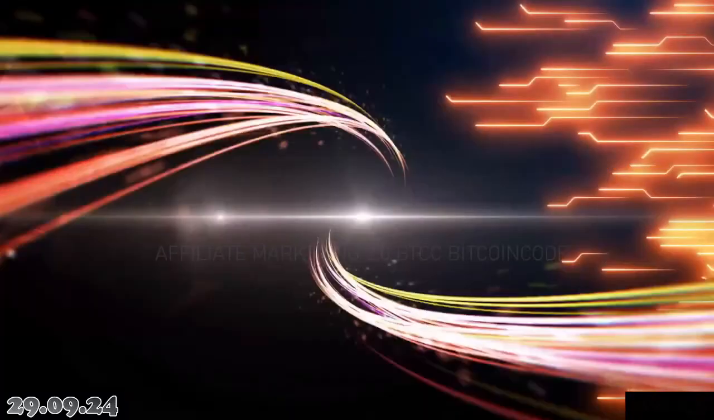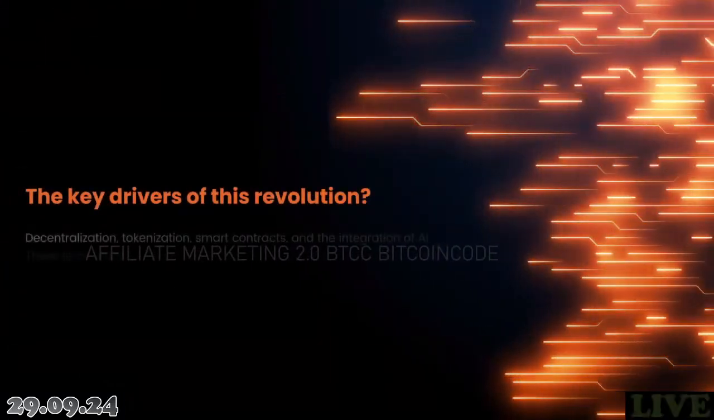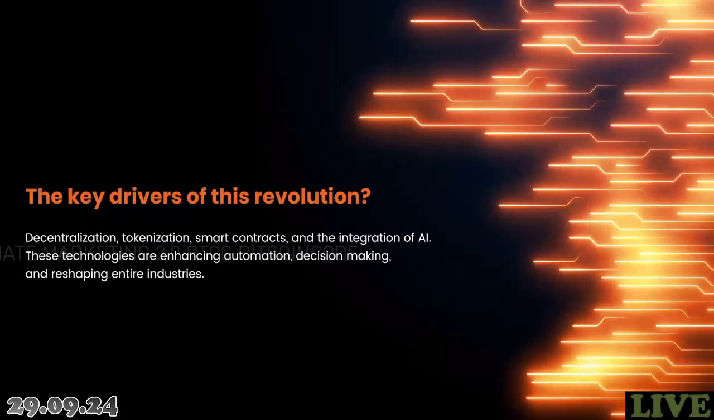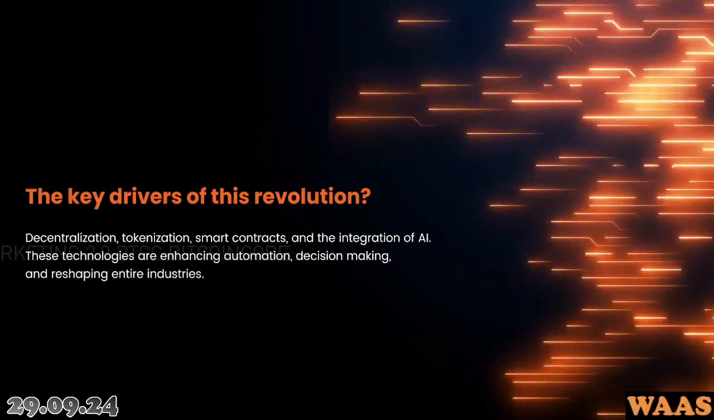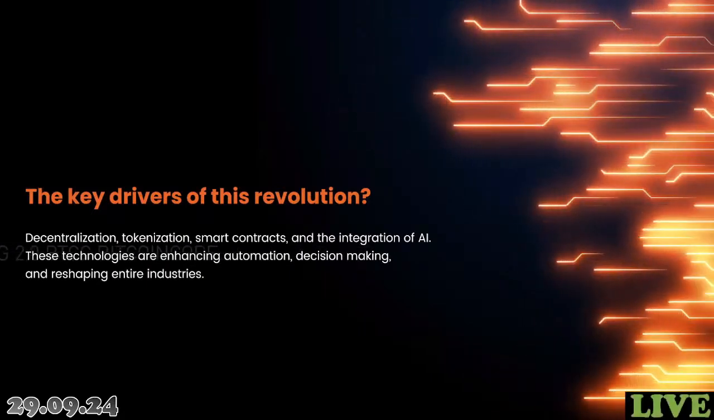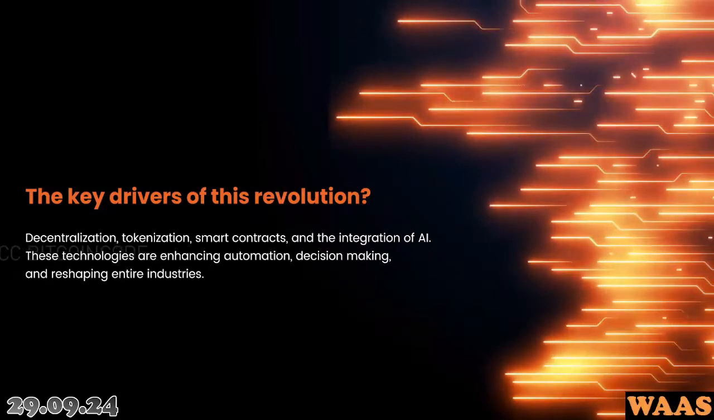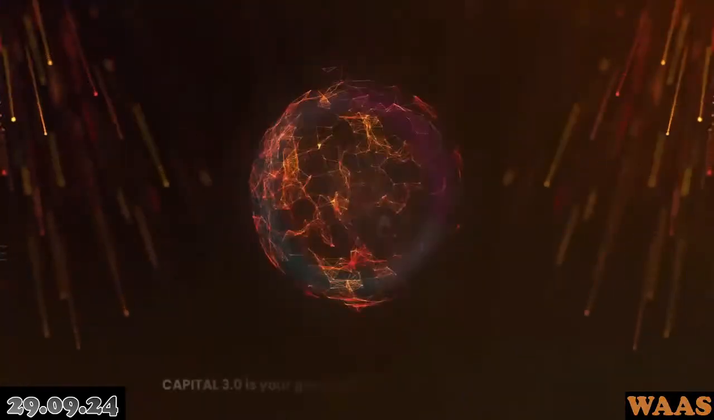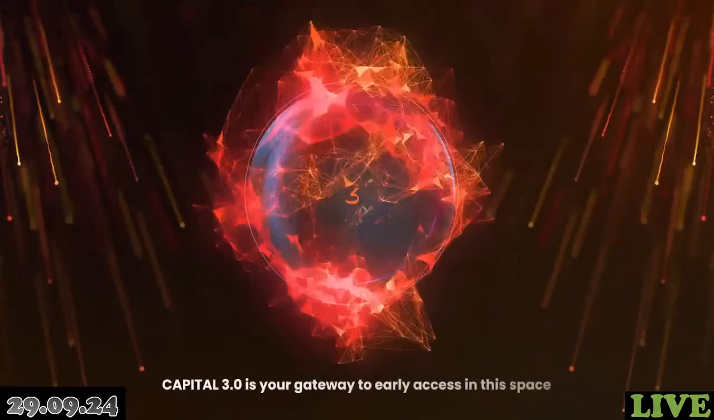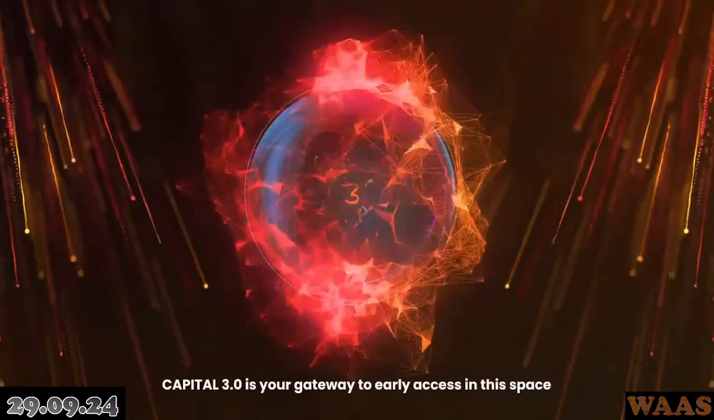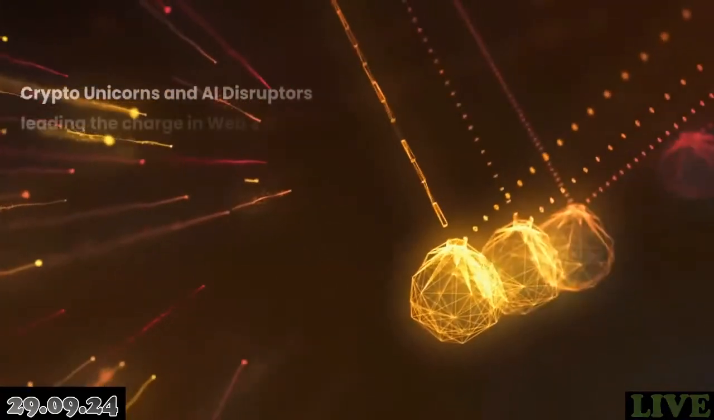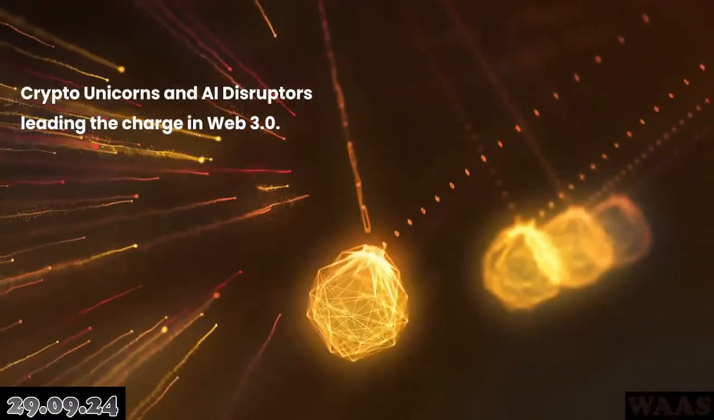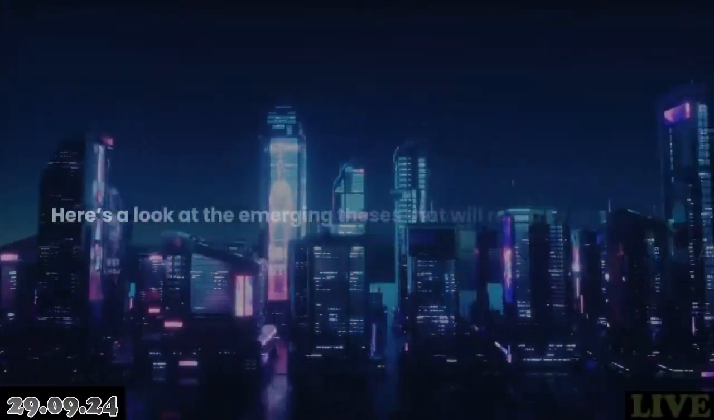The key drivers of this revolution: decentralization, tokenization, smart contracts, and the integration of AI. These technologies are enhancing automation, decision-making, and reshaping entire industries. Capital 3.0 is your gateway to early access in this space, to crypto unicorns and AI disruptors leading the charge in Web 3.0. Here's a look at the emerging themes.